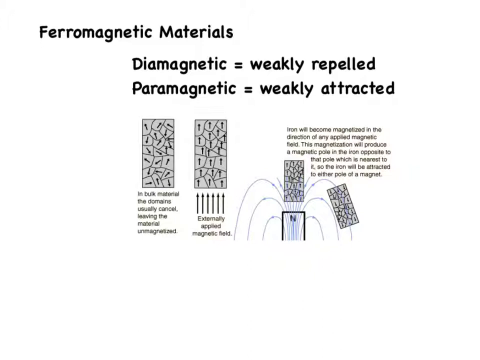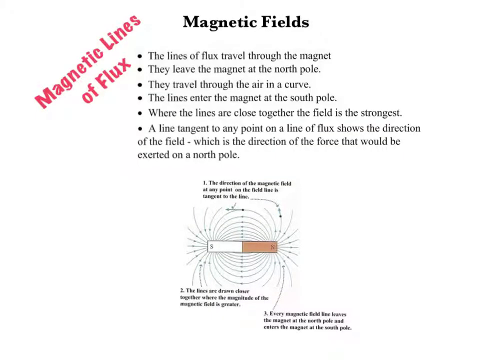But regardless of what the material is, all magnets set up a field around them that we call a magnetic field. So let's take a look at magnetic fields. Just like electric charges are surrounded by an electric field, magnets are surrounded by a magnetic field. We can even draw lines of force around a magnet to show the direction of that field and its strength. These lines are called magnetic lines of force, or we often will refer to them as magnetic lines of flux.